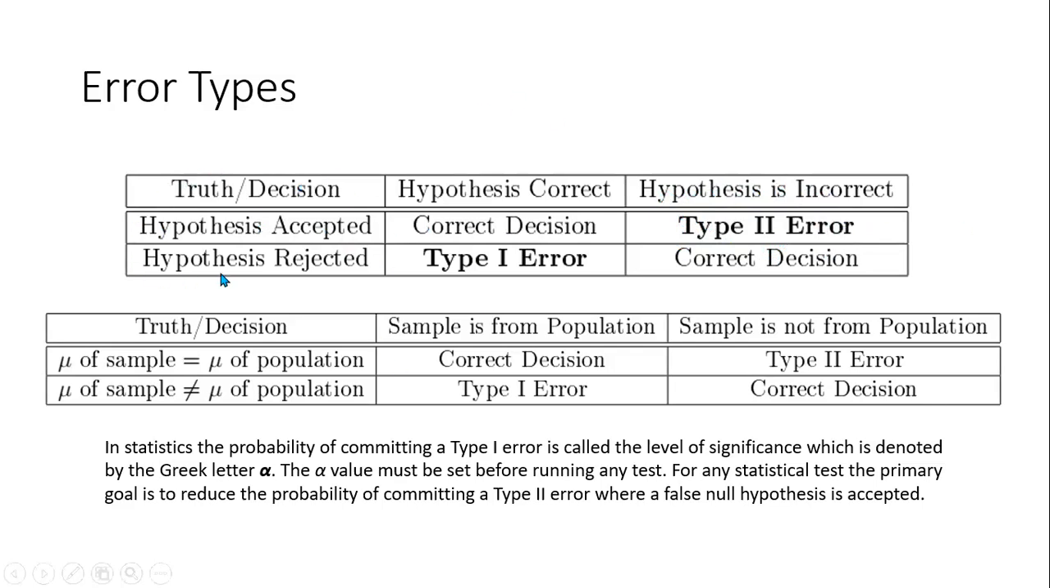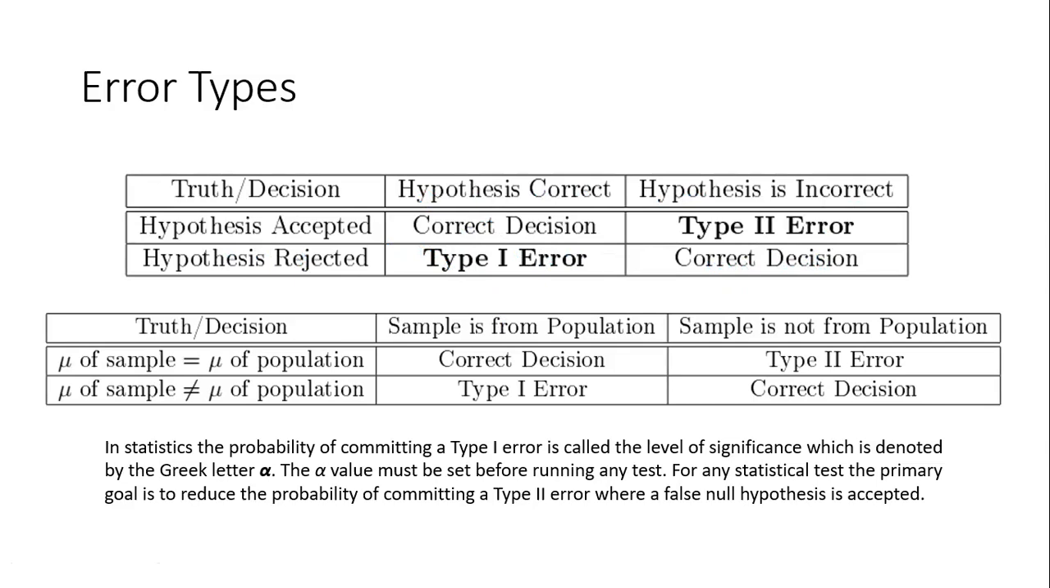Now, let's go back to another scenario where you have rejected a particular null hypothesis, but the hypothesis is actually correct. That's called a type 1 error. However, if you have rejected the hypothesis and the hypothesis is indeed incorrect, you have taken the correct decision.